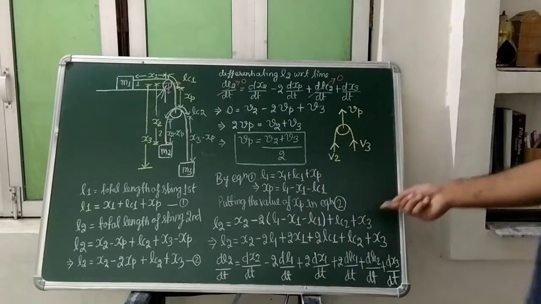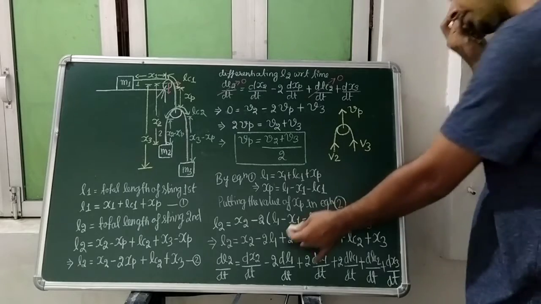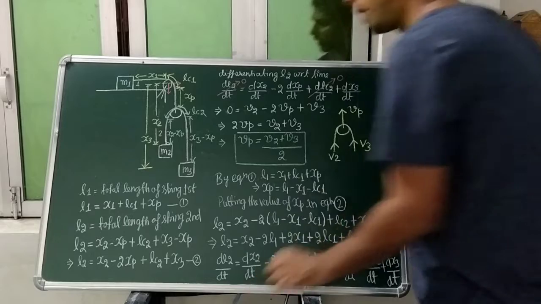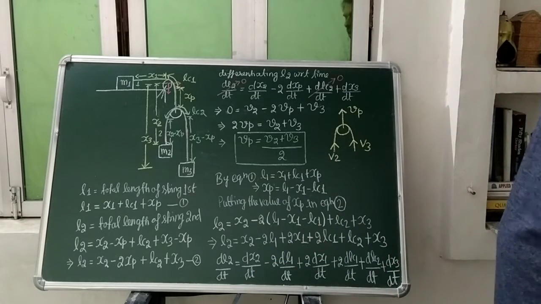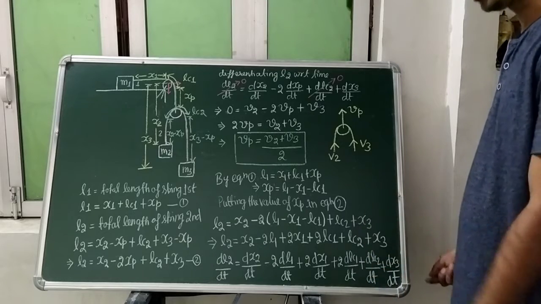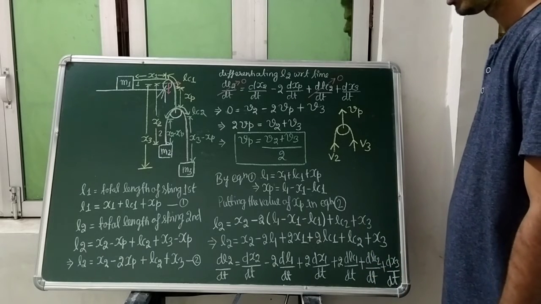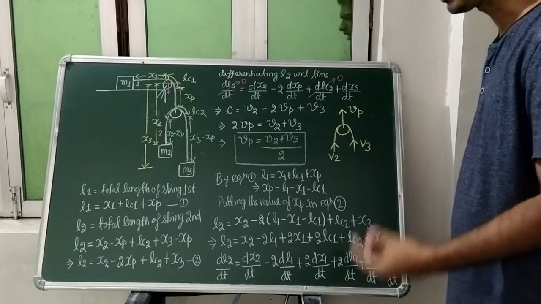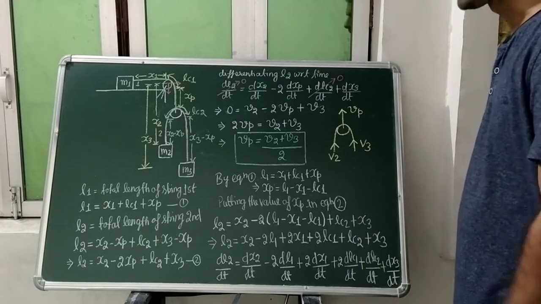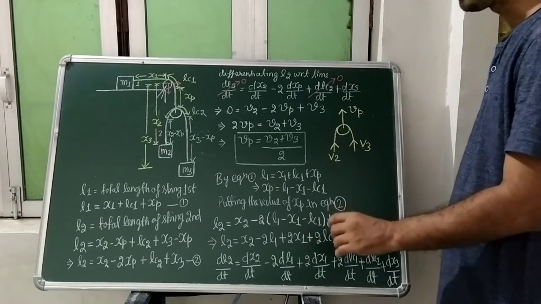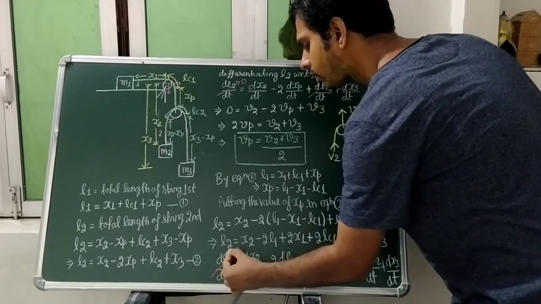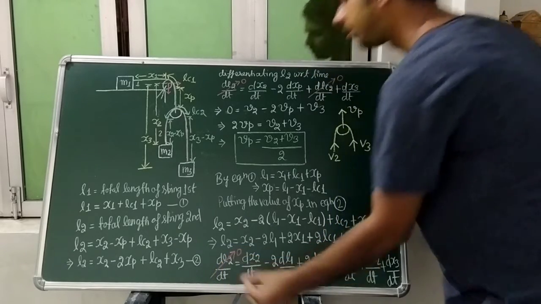So students, we are getting these things by differentiating this L2. And you know, students, we have assumed a frictionless, massless and inextensible string. If the string is inextensible, the length of that string is not going to change. The length of that string will be constant. When we differentiate a constant, that will give us 0 as our result, isn't it?